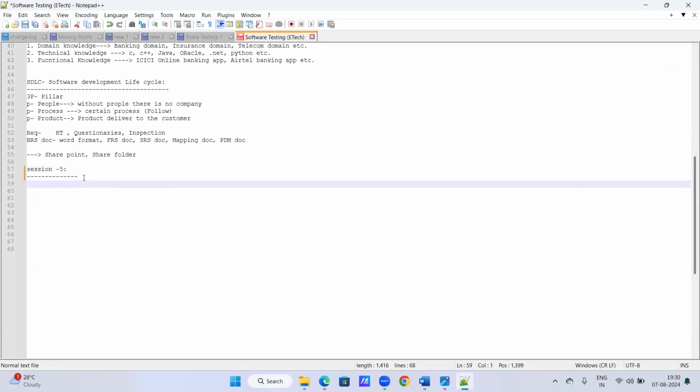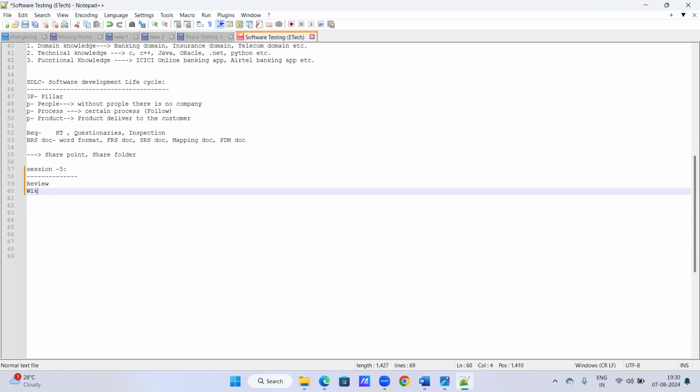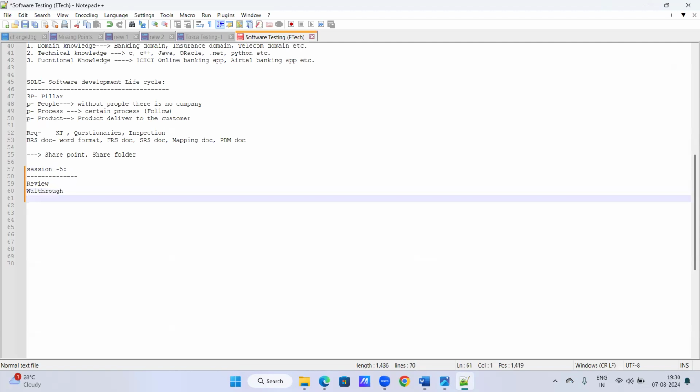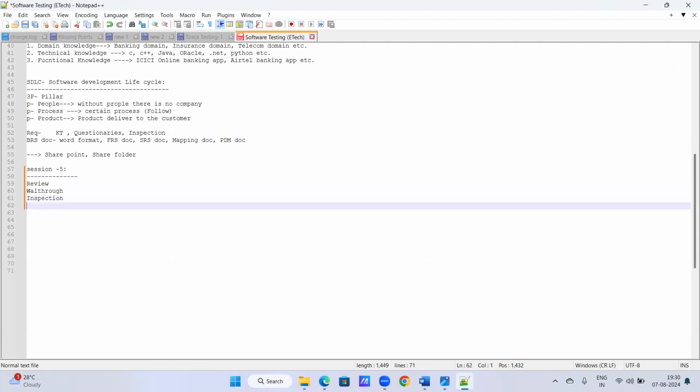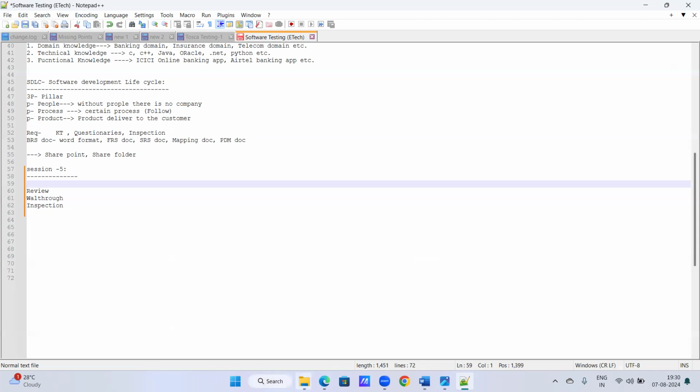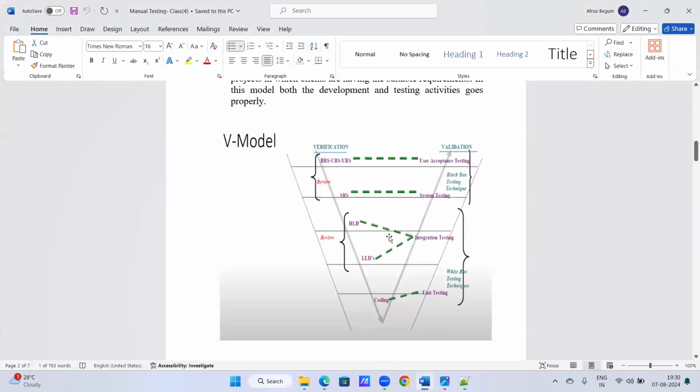Three things are there. What means review? Second one is walkthrough. And third one is inspection. Okay, so there are three things. By using review, walkthrough, and inspection, we conduct testing on these documents here.